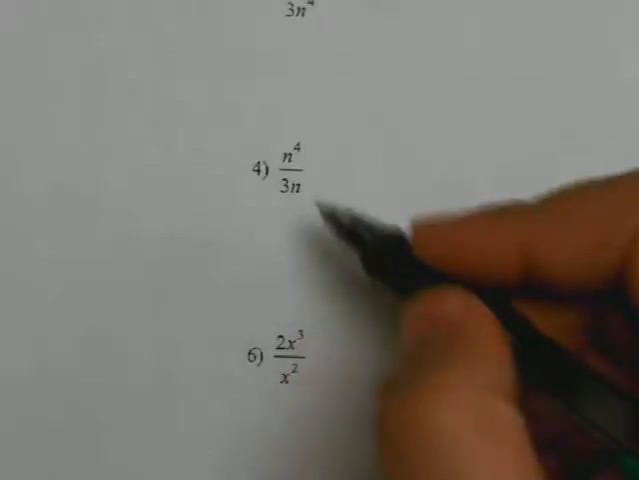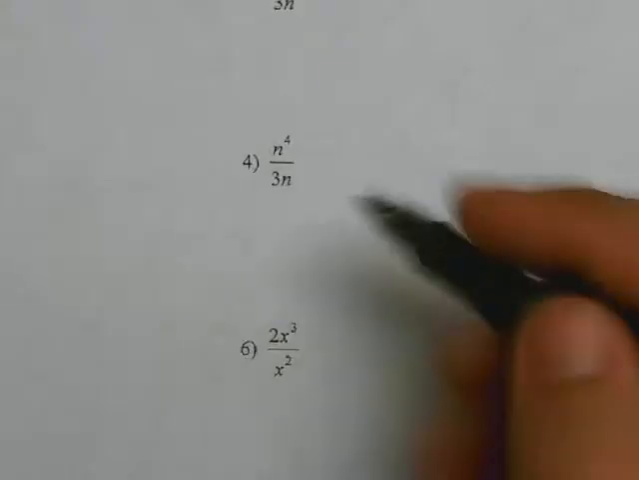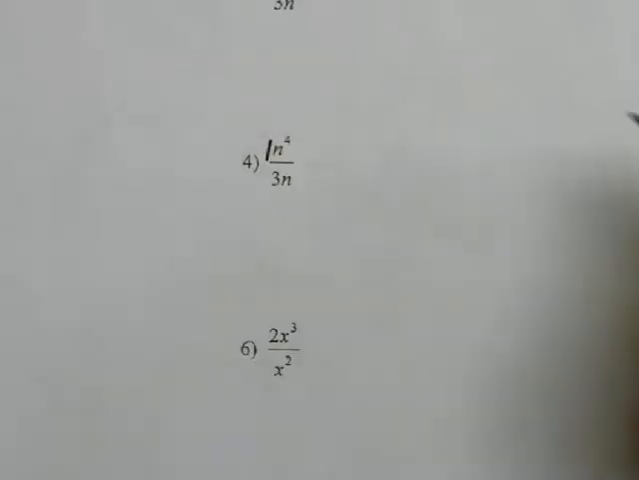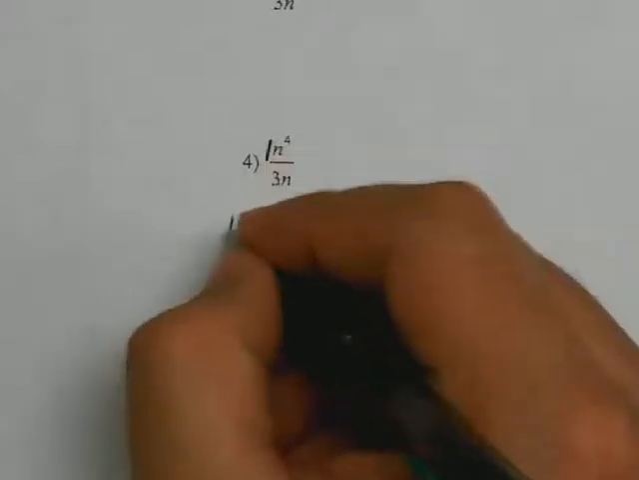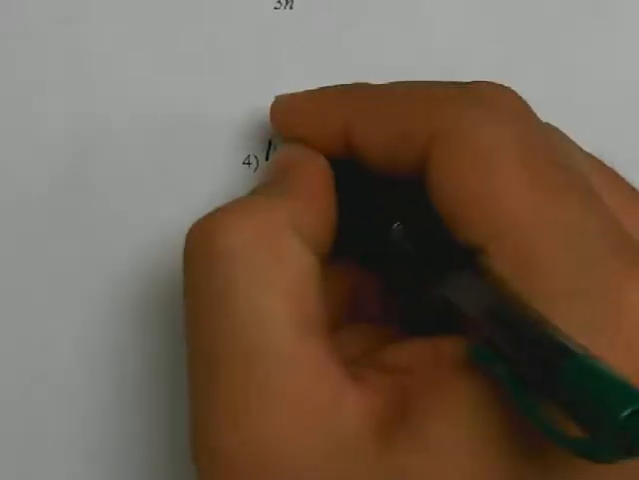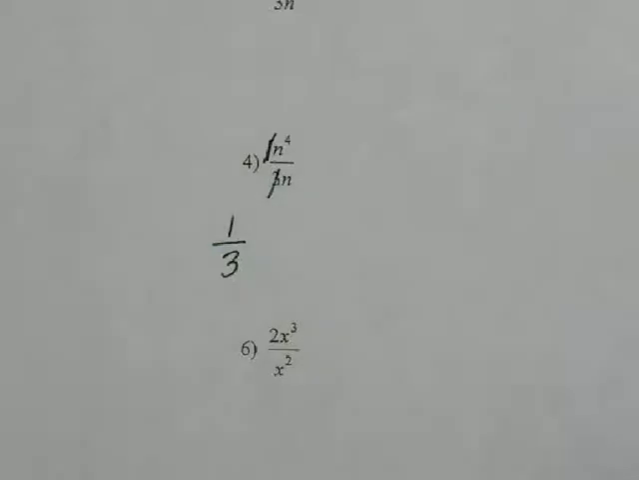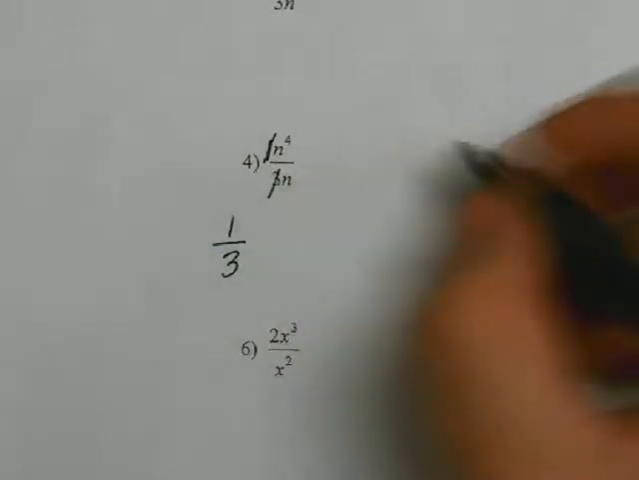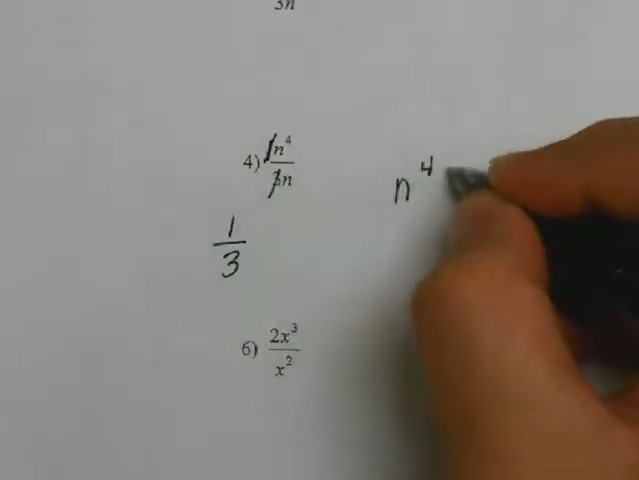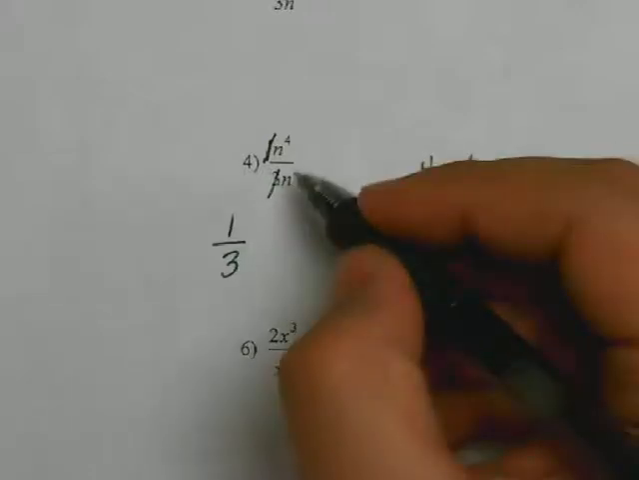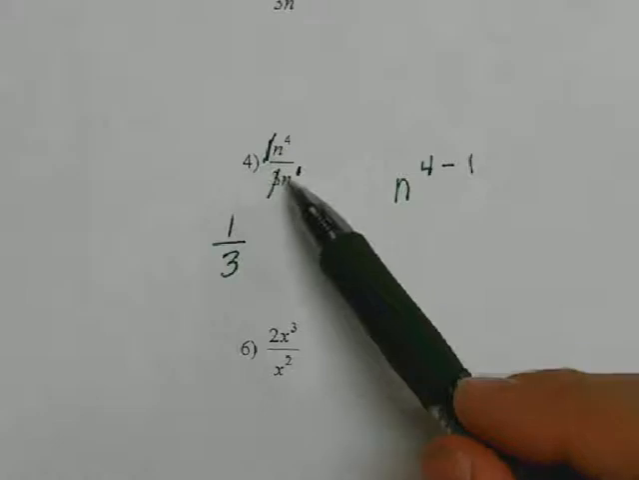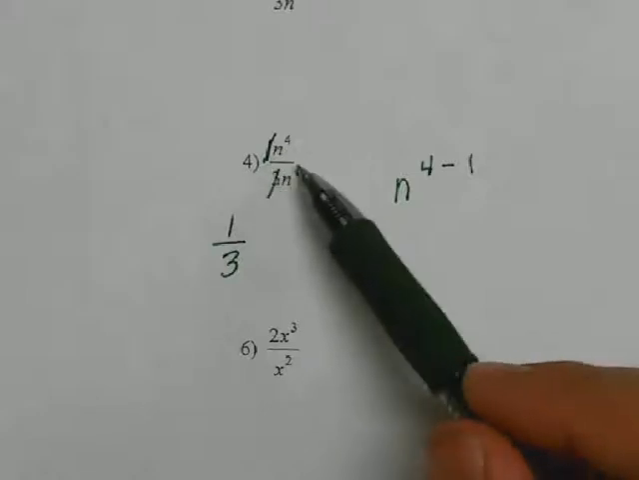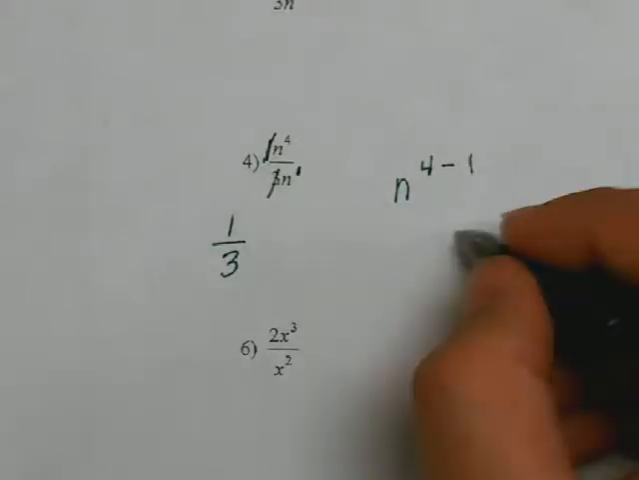Number 4, n to the 4th over 3n. Remember, there is a coefficient of 1 right there. So we ask ourselves, can 1 over 3 be simplified? It can't. It's just simply 1/3. So that takes care of the 1 and the 3. n to the 4th over n is just simply n to the 4 minus 1, because there's a 1 right here as an exponent. And when you have like bases with exponents and you're dividing, you just subtract them. 4 minus 1 is n cubed.